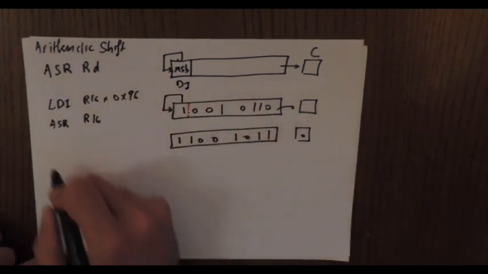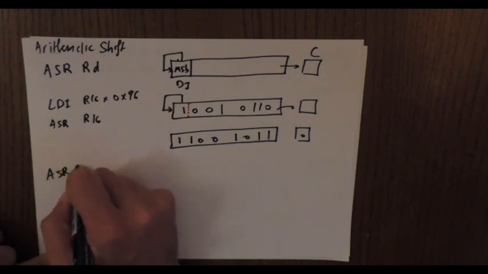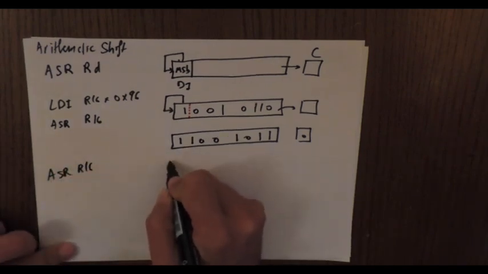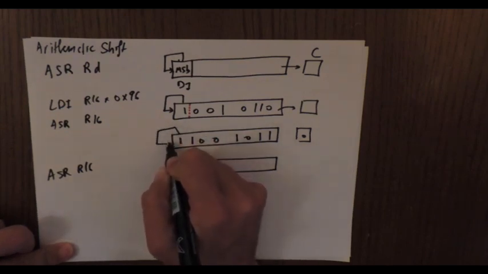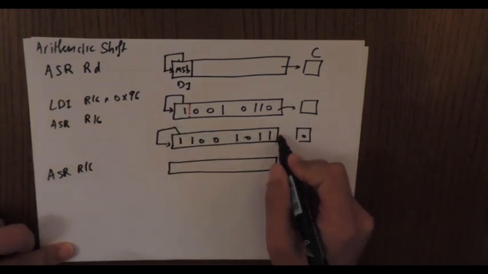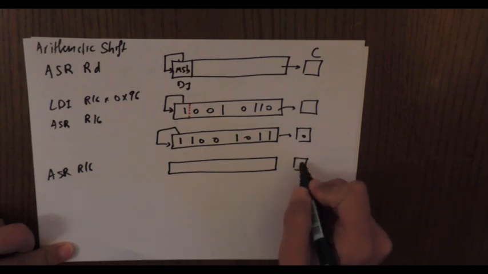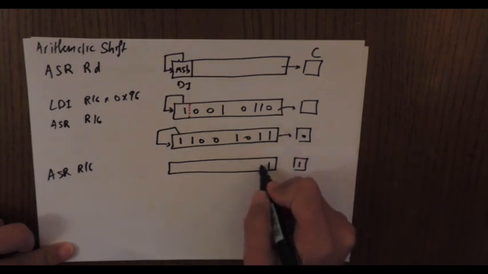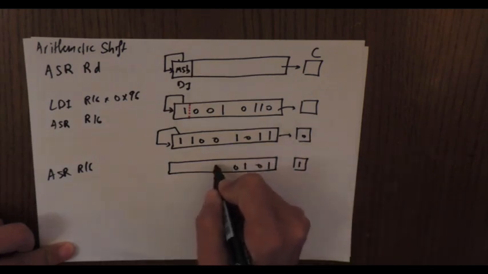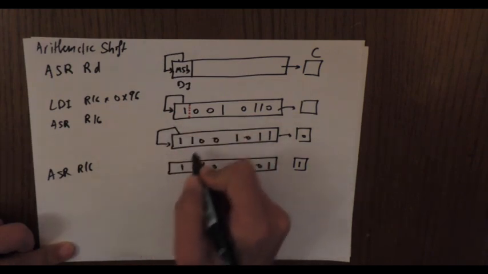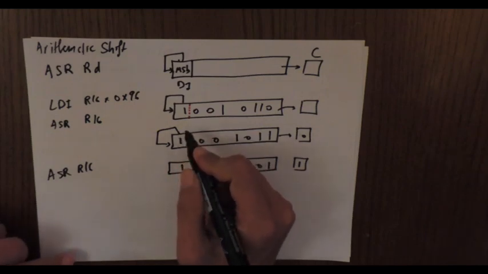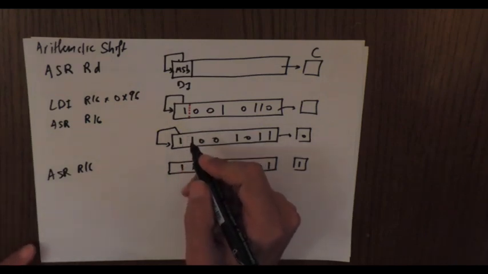Now if I do another ASR R16, remember we always have this feeding operation. So this will go into the carry. So 1, and then we have 1 0 1 0 0 1 1 1. Okay, so we're always regenerating the most significant bit.